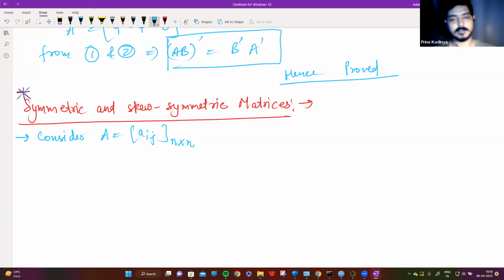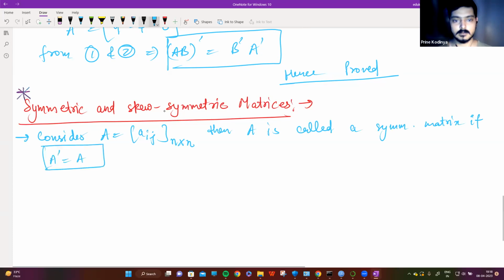Consider A equals Aij, n cross n. So this is a square matrix A. Then A is called a symmetric matrix if A dash is equal to A. This is the important thing. So if you take the transpose of the matrix, and the transpose of the matrix gives you the same matrix again, then this matrix is known as symmetric.